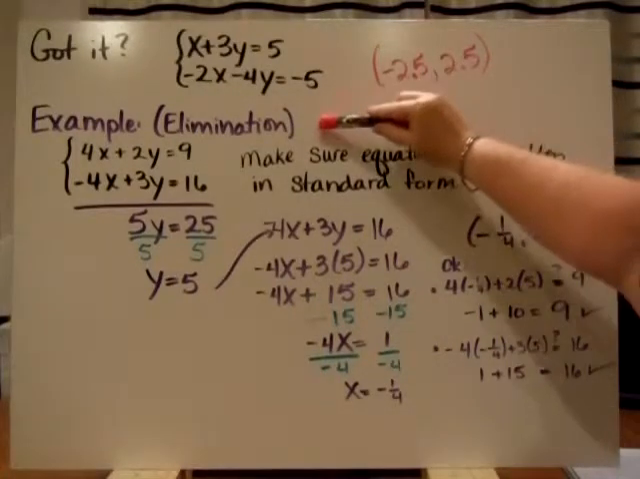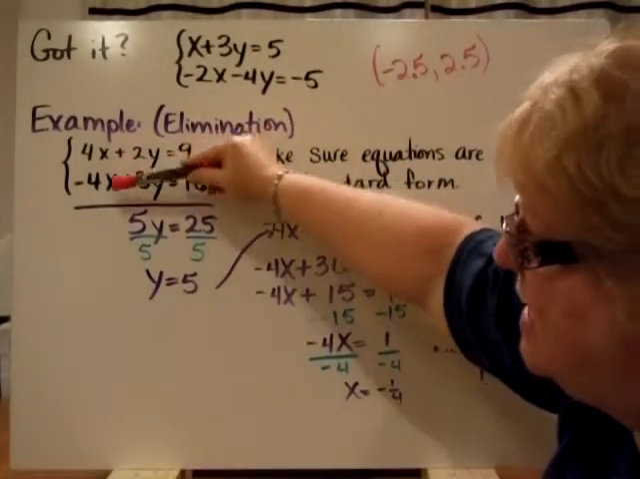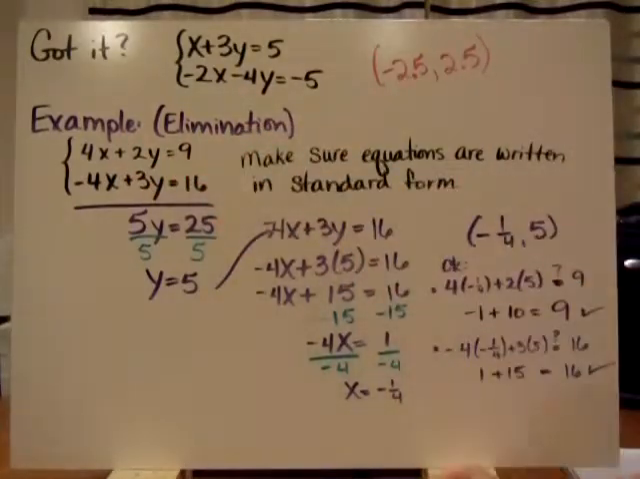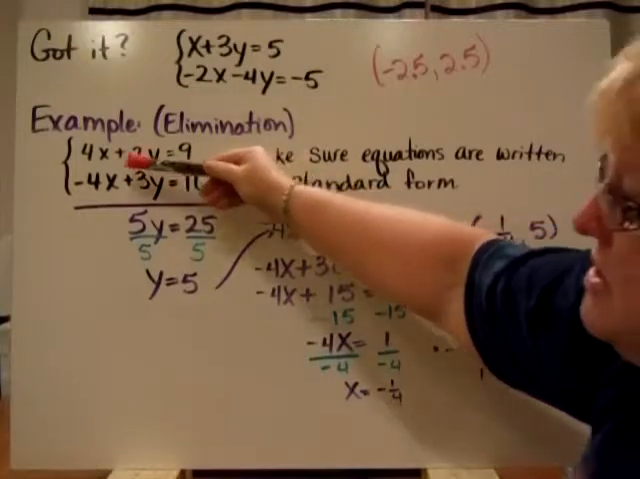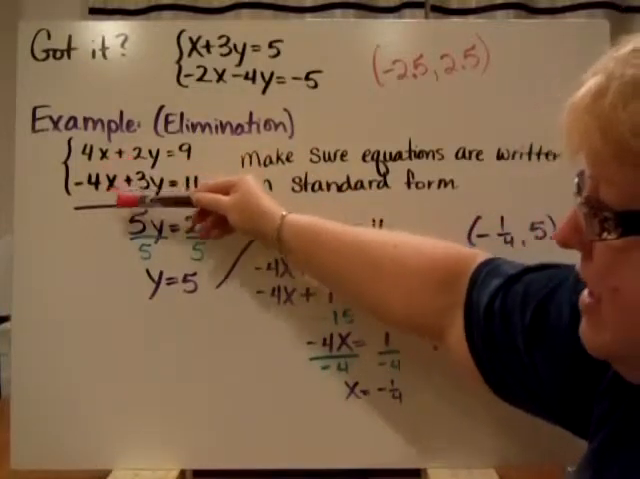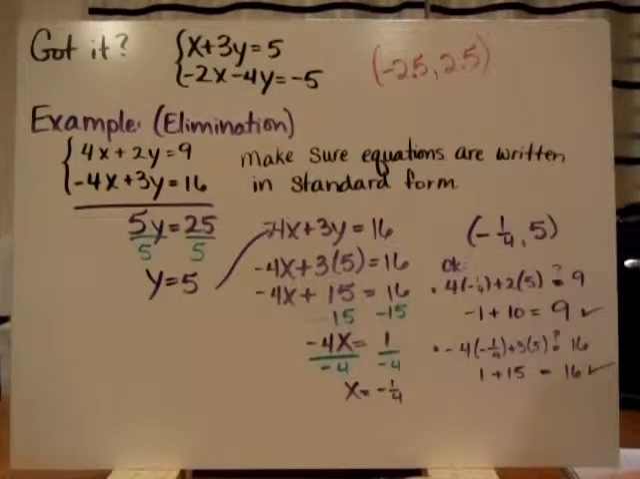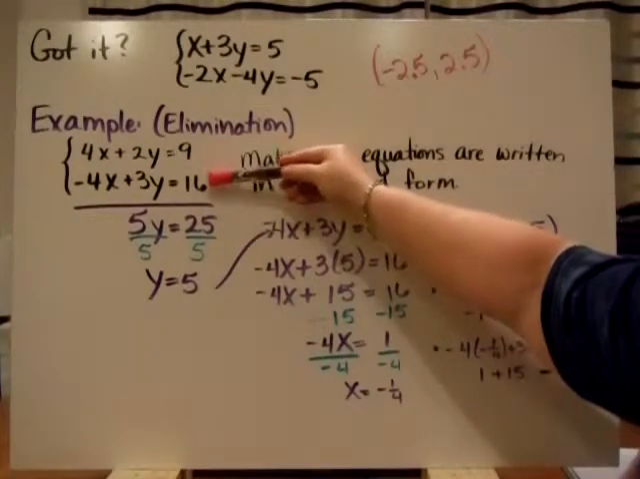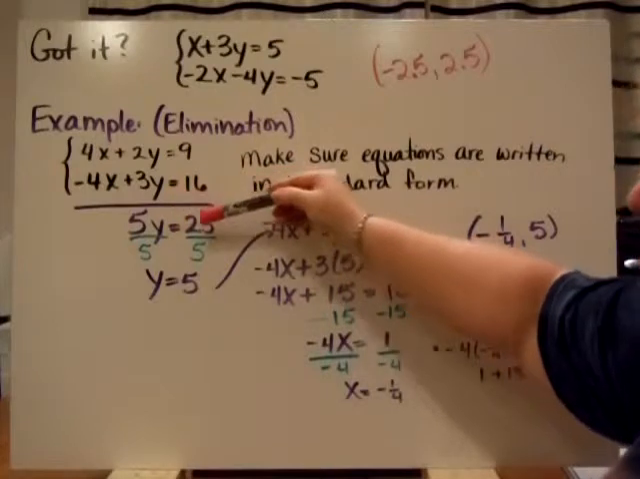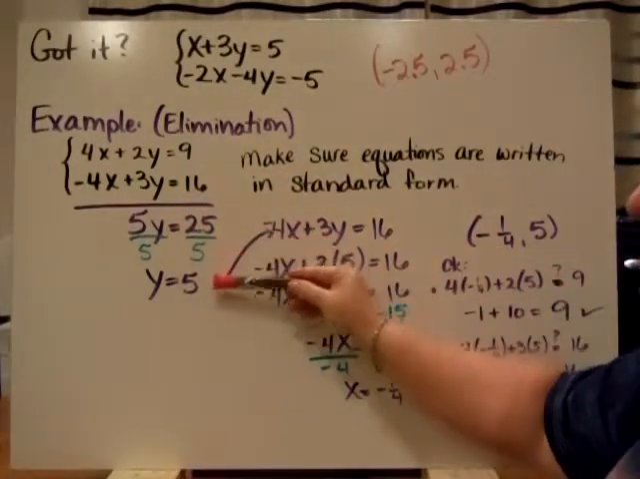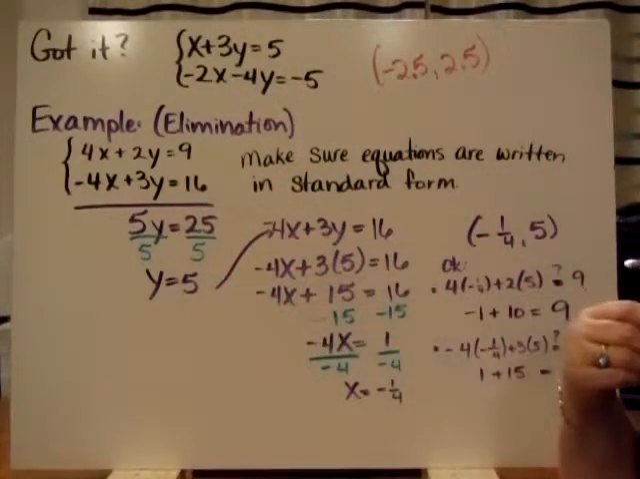Here's an example using elimination. Notice that none of our variables have a coefficient of 1. So it would be a little bit more difficult, and we may wind up with fractions if we try to use substitution. If we look at this problem for a minute, we notice that this is 4 and this is negative 4. We know that if we add those, we get 0. So we can just add these. This gives us 0. This gives us 5y equals 25. Divide both sides by 5 and get y equals 5.